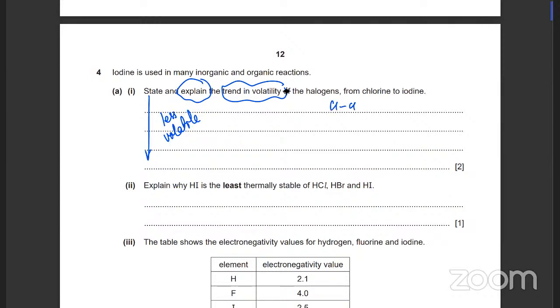Because they have got weak bonds. Remember, this has nothing to do with the bonds. It has to do with volatility, which is about melting and boiling. So melting and boiling has to do with the intermolecular forces, so basically the strength of the intermolecular forces, which are van der Waals forces.